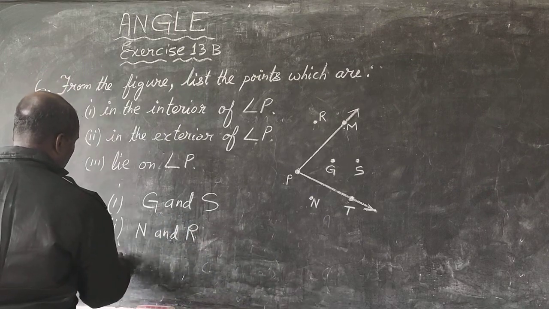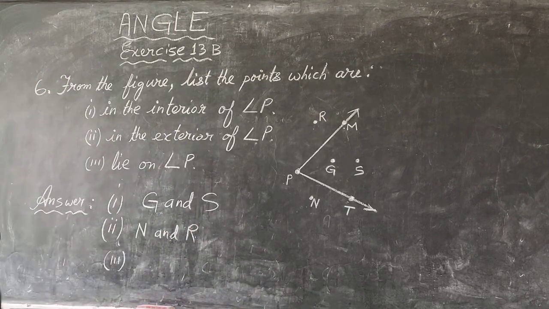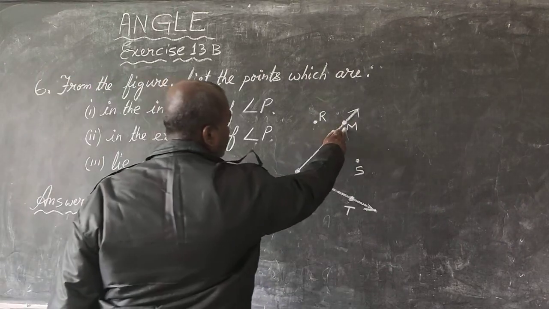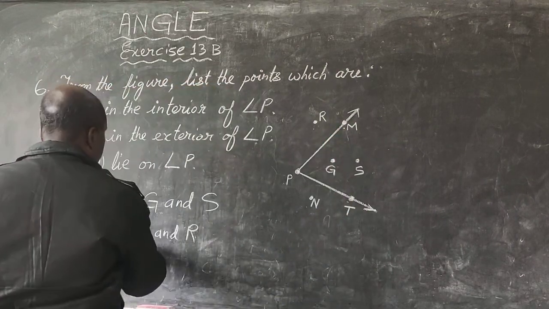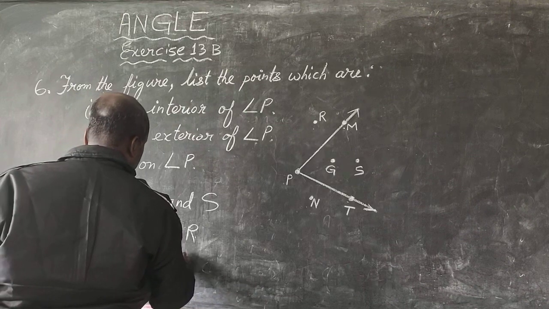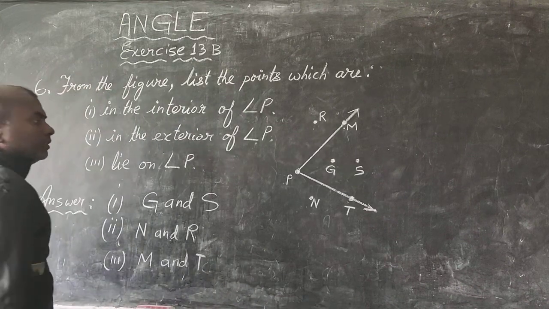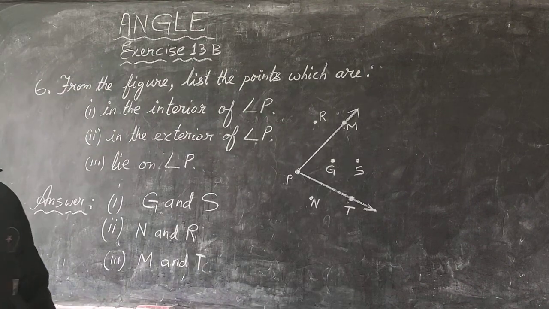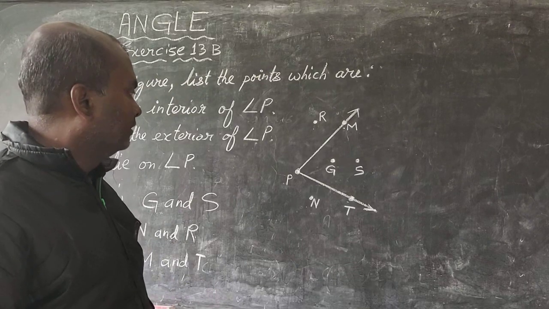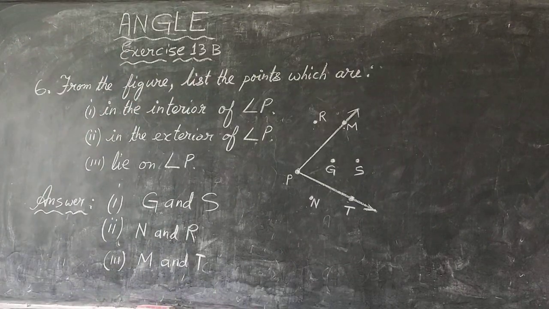And the third one, lie on the angle, angle T. Which are the points? We have M and we have T. M and T are the points which are on the boundary line or on the arms of the angle. So this is question number 6 solved for you.